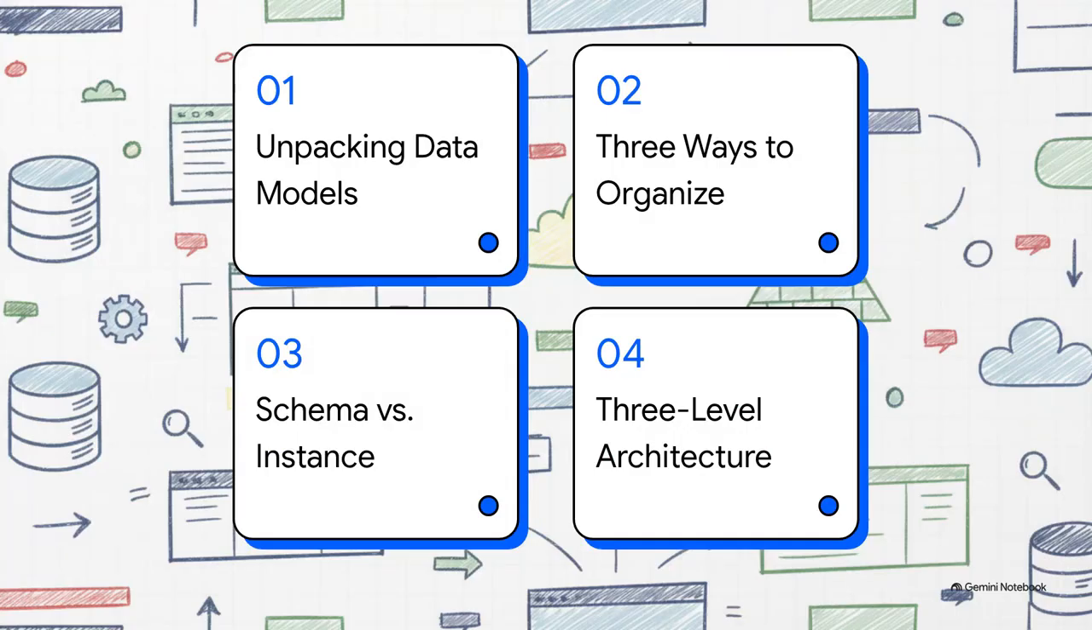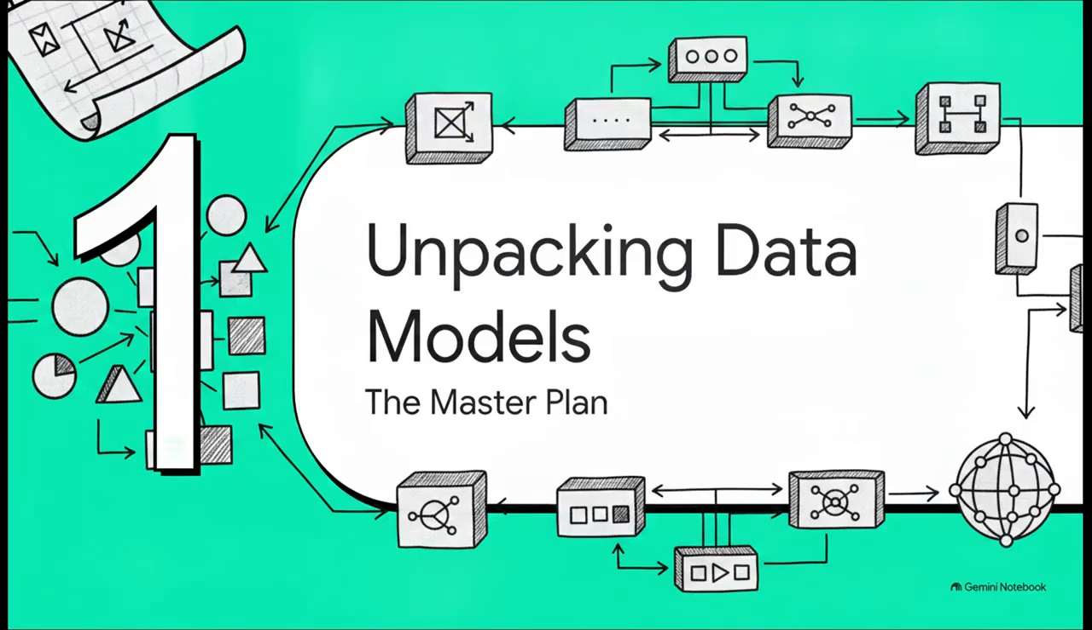Here is our quick roadmap for today. First, we'll be unpacking data models. Second, 3 ways to organize them. Third, schema versus instance. And finally, the 3-level architecture. All right, let's jump right into section 1, unpacking data models.